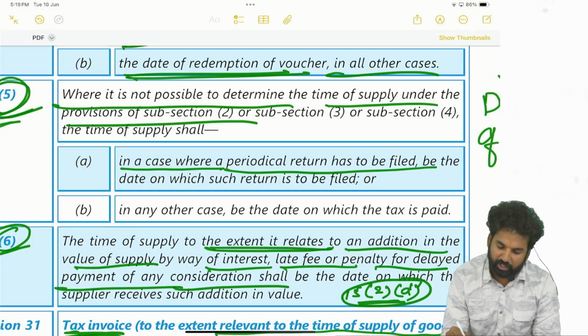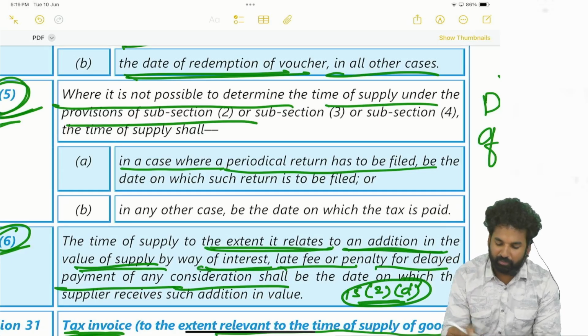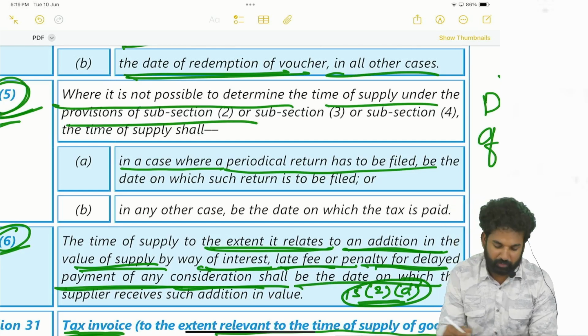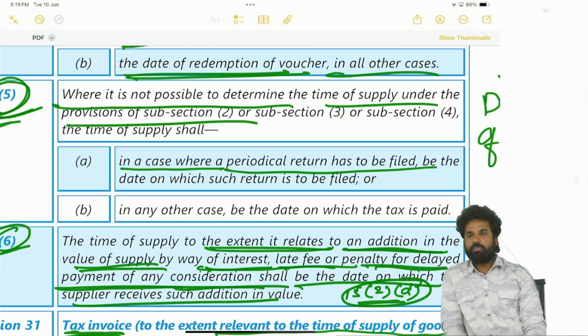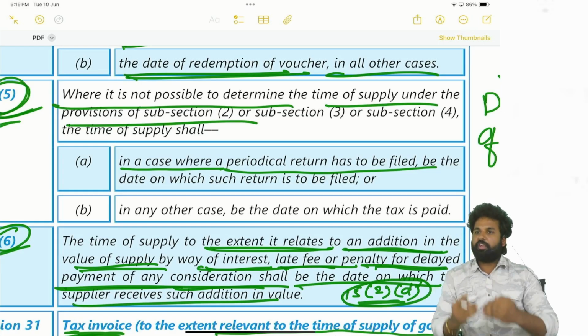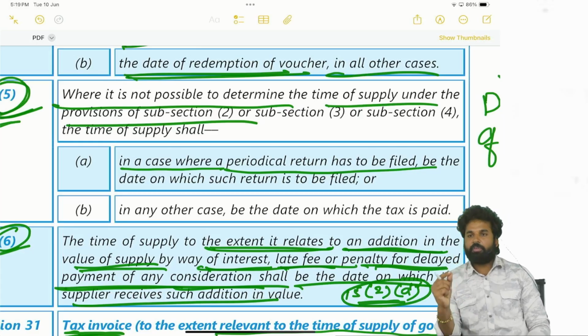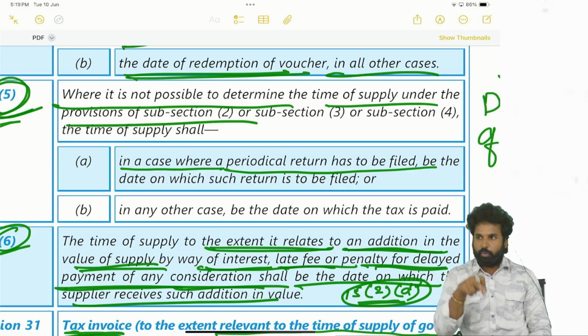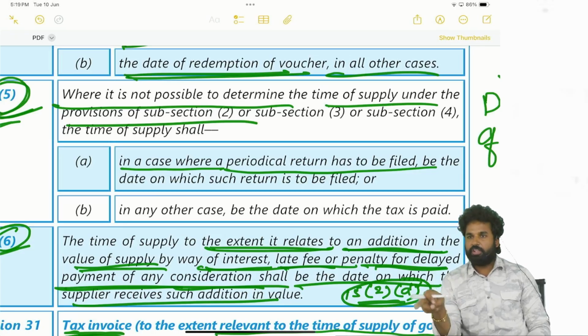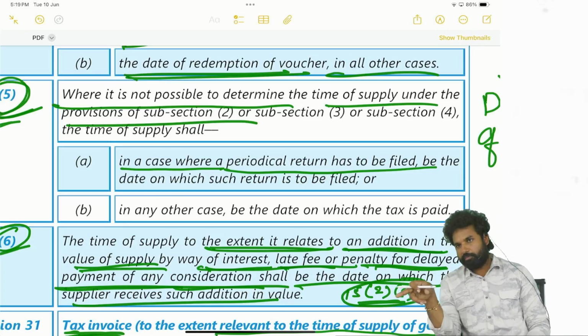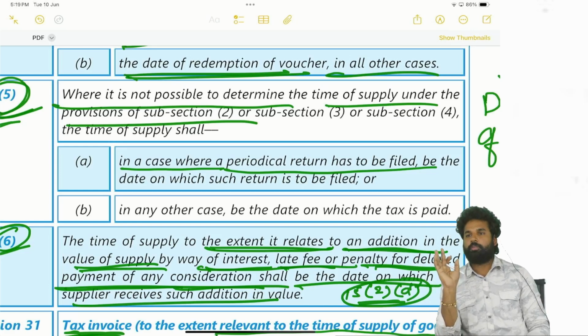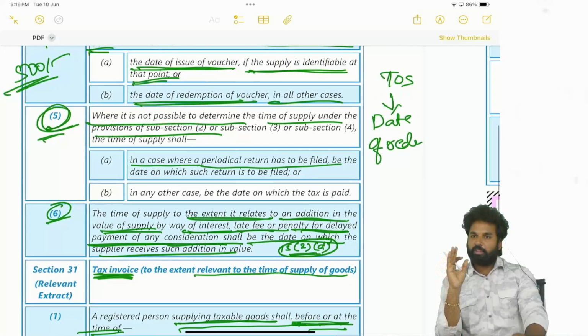So time of supply, to the extent it relates to an addition in the value of supply by way of interest, late fees, penalty for delayed payment of any consideration, shall be the date on which the supplier receives such addition in value. Whenever he receives interest, late fees or any other penalty, that time of supply arises. When the time of supply arises, that is the point of time at which the GST liability arises. If the liability arises in this month, in the next month you have to pay GST by 20th. This is the time of supply with respect to goods.